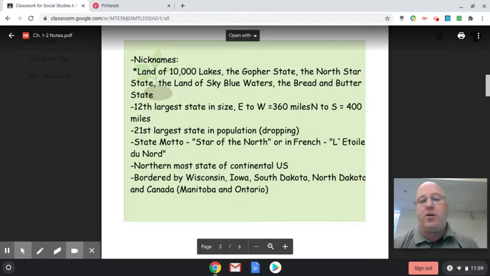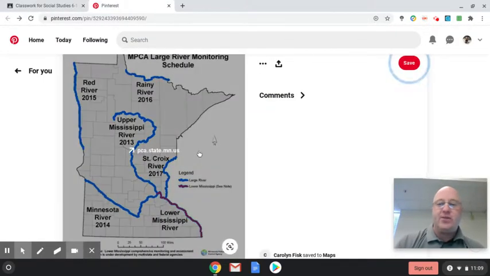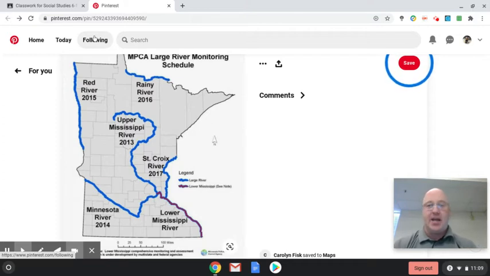As I said earlier, we're the northernmost state of continental U.S. There's only one state farther north than us, and that is Alaska. We are bordered, so I'm going to show this map. It's not on here, but we have Wisconsin right over here. Below us is Iowa. Over here is where we find South Dakota, and up here is North Dakota. North of us is Canada.